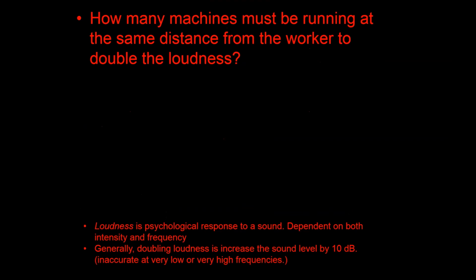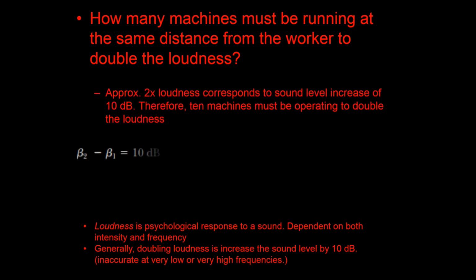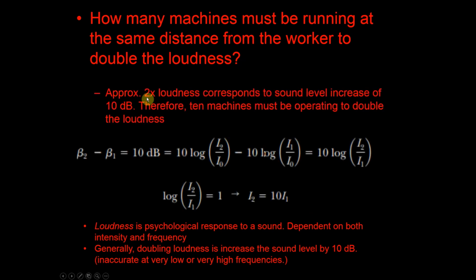Now, if there's a lot of other machines they want to fit into this space, how many machines do we need to be running at that same distance from this worker to double his loudness? Remember, our loudness is kind of a psychological response, but generally doubling loudness increases your sound level by about 10 decibels. So to get to approximately 2 times the loudness, we have to correspond to a sound level increase of 10 decibels. So 10 machines have to be operating to double his loudness.